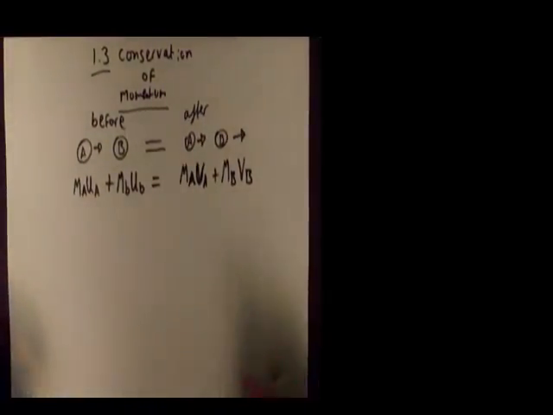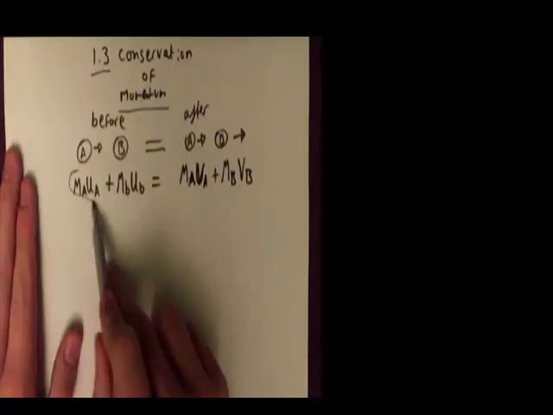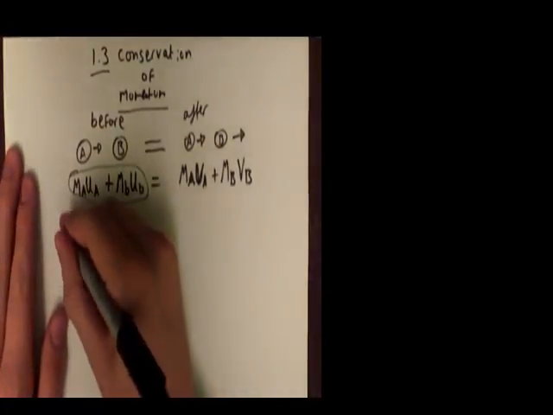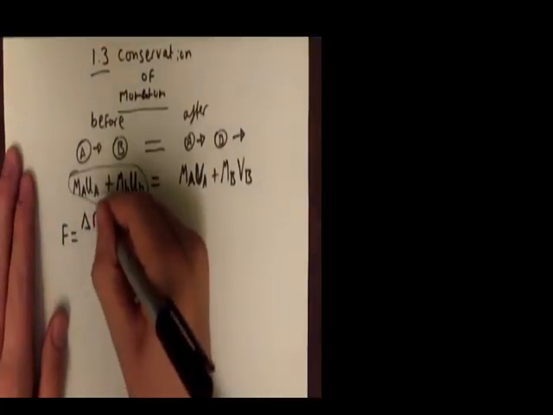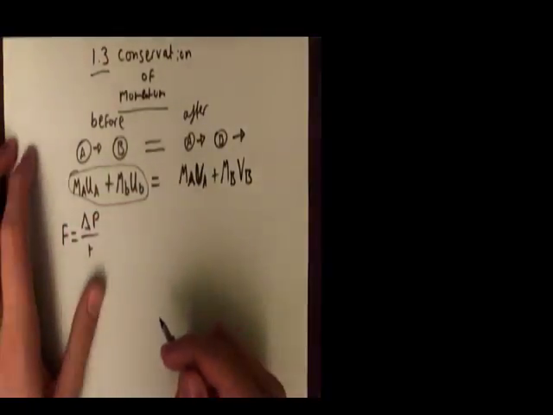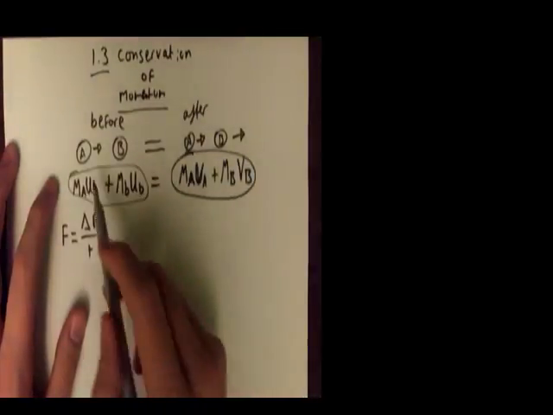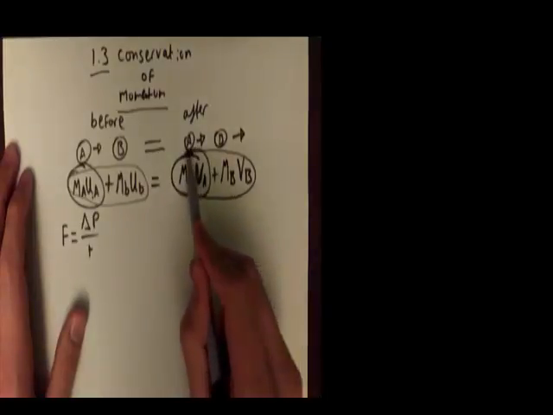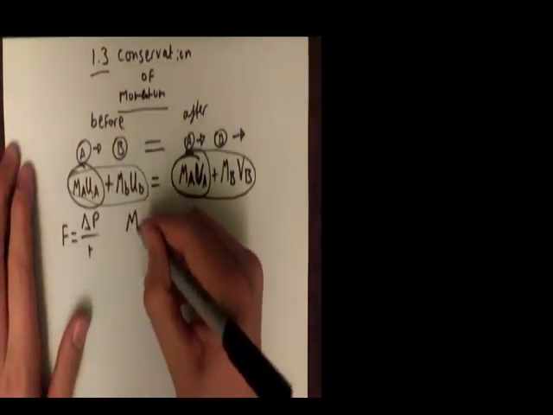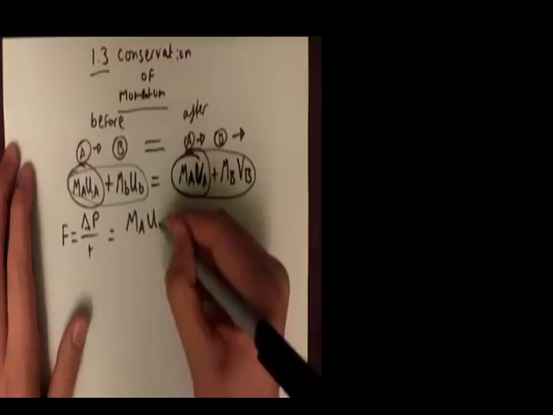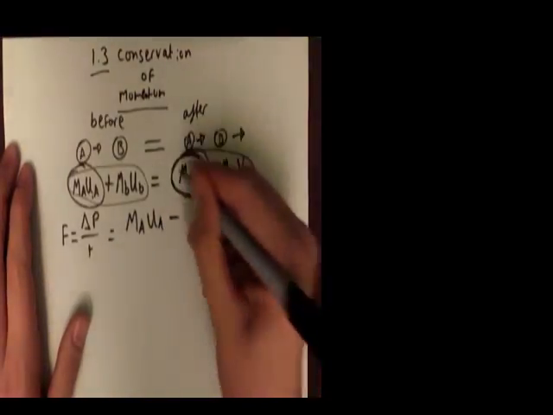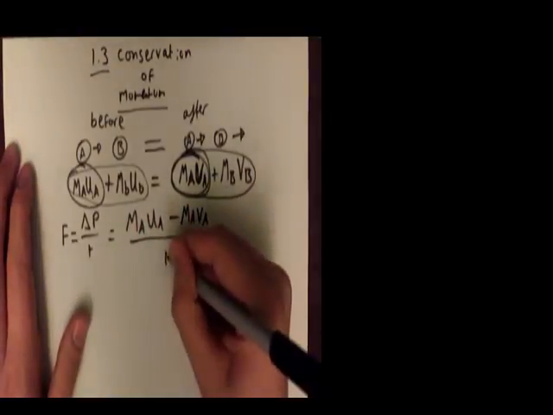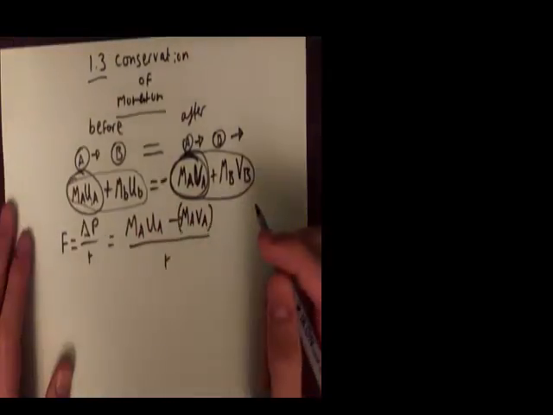Now, this number here can be used in the formula F equals the momentum of this changes to be the momentum of this. So we can go M A U A minus this one here, M A V A over time. That will be our change.